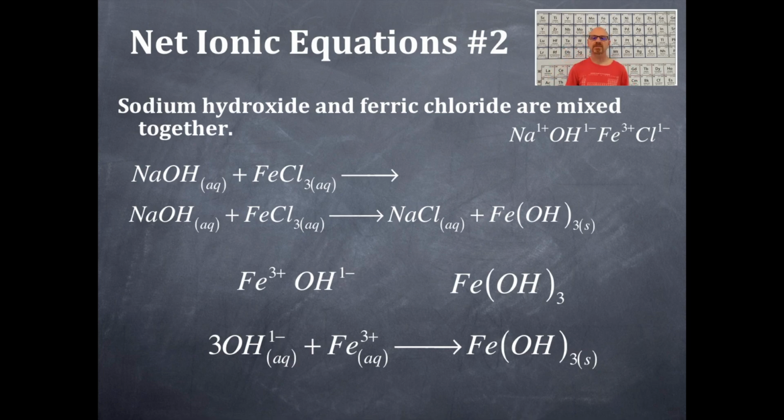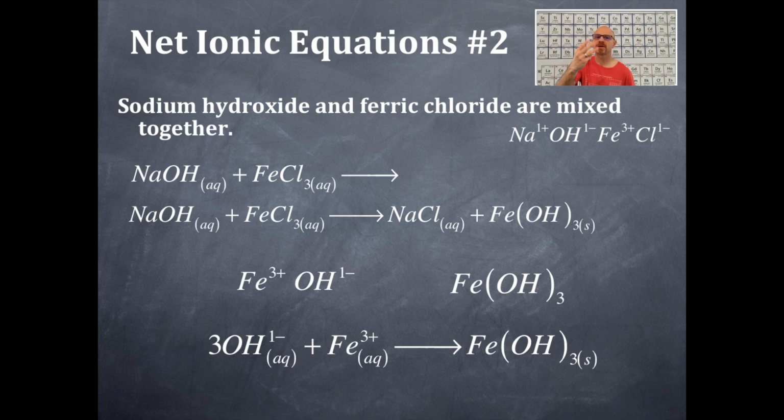I want you to notice something else, that this actually balances for charge and for mass. I already did the mass balancing, 3 hydroxides on both sides, 1 iron on both sides, but I didn't do the charge balancing. On the product side, the net charge on that ferric hydroxide compound is a charge of 0. Okay? And then on the reactant side, there are 3 1- charges.